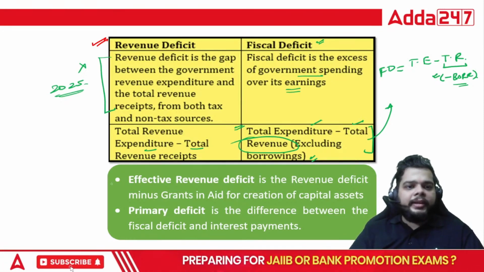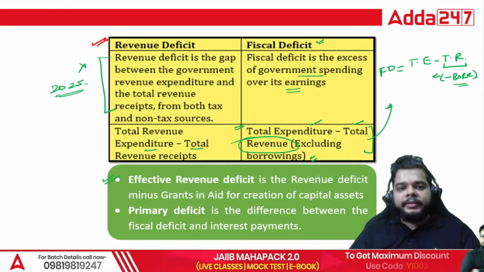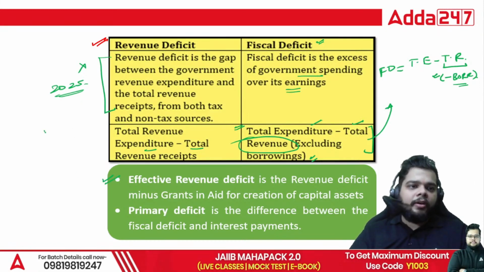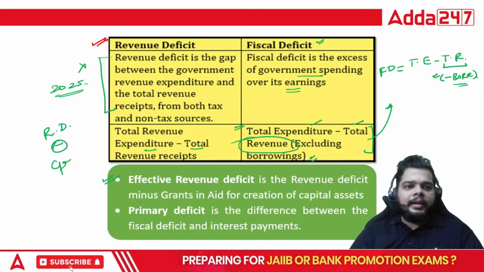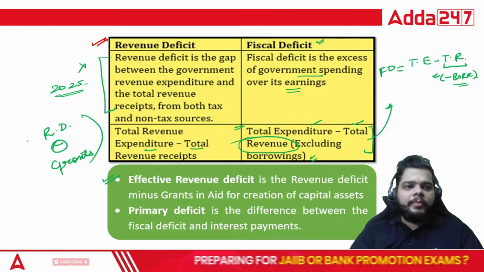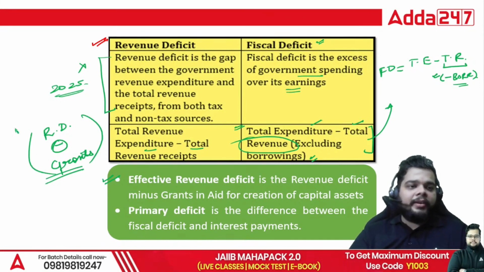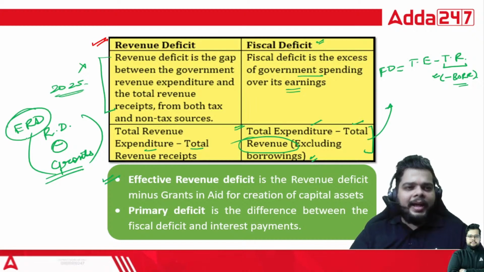Next we have ERD, that is effective revenue deficit. What is the formula for effective revenue deficit? Just the revenue deficit minus the grants. Fine. This is the formula for your effective revenue deficit. Whether IIBF can ask this question or not?